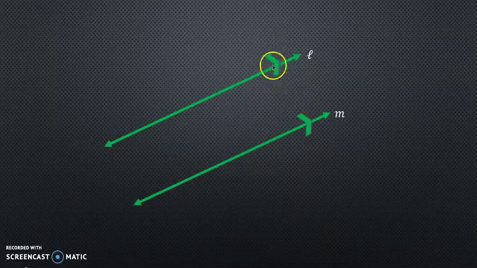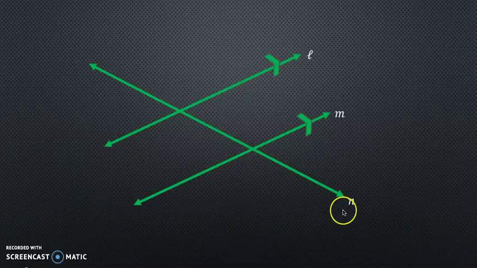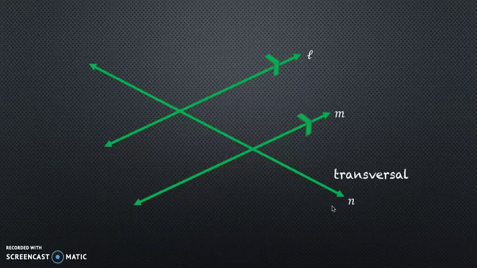we have this notation here. This notation just means that these two are parallel to each other. Now if I drew a third line, line N, you'll notice that it intersects with both L and M. This is called a transversal. A transversal is a line that intersects two or more lines.